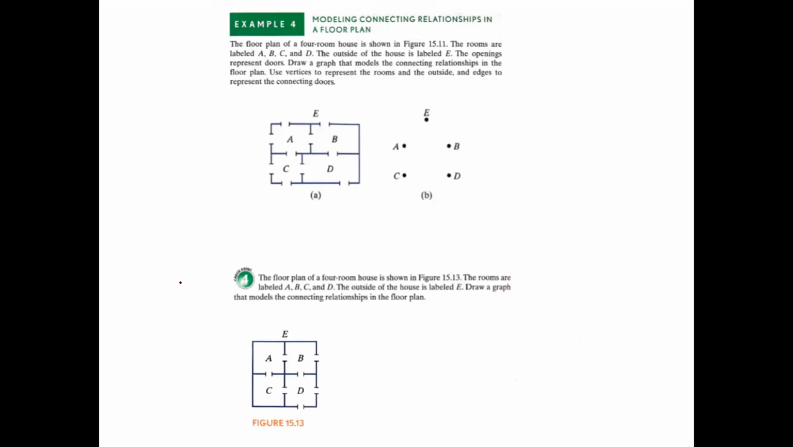All right, example 4, you guys. Here is a floor plan. You need to draw and connect the relationship in the floor plan to make sure that all the rooms are A, B, C, D. Outside of the room is labeled E. And how can you go through all of the doors? All right, you guys. So looking at this right here, you can go ahead and start with, let's see.